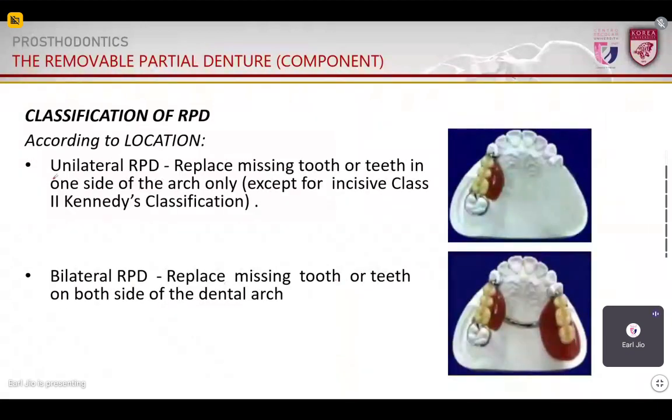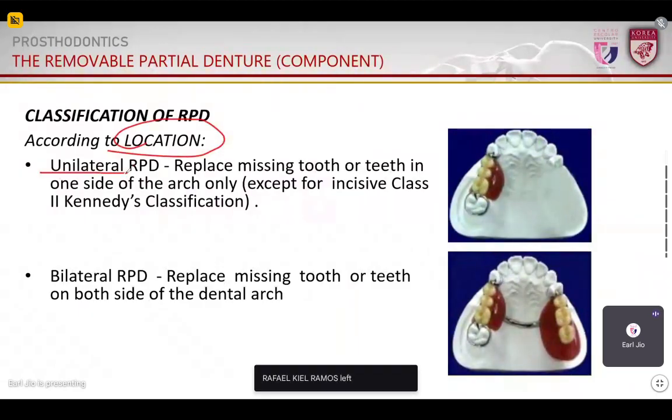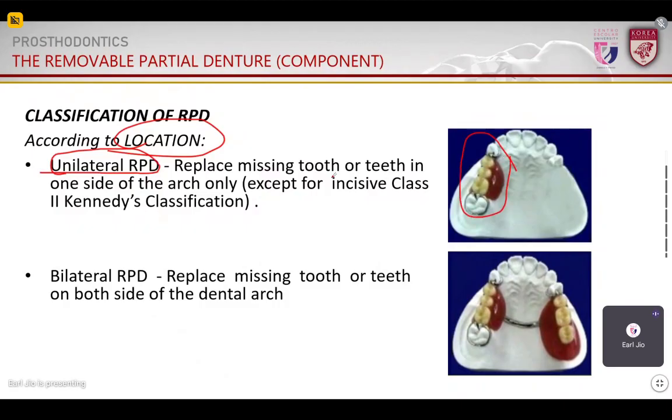So classifications of RPD, this is according to location. When we say unilateral RPD, so unilateral restoration lamang. Replacement of missing tooth or teeth in one side of the arch lang. When we say bilateral RPD, replacement of missing tooth or teeth on both sides of the dental arch. So we are restoring bilateral areas. Okay?